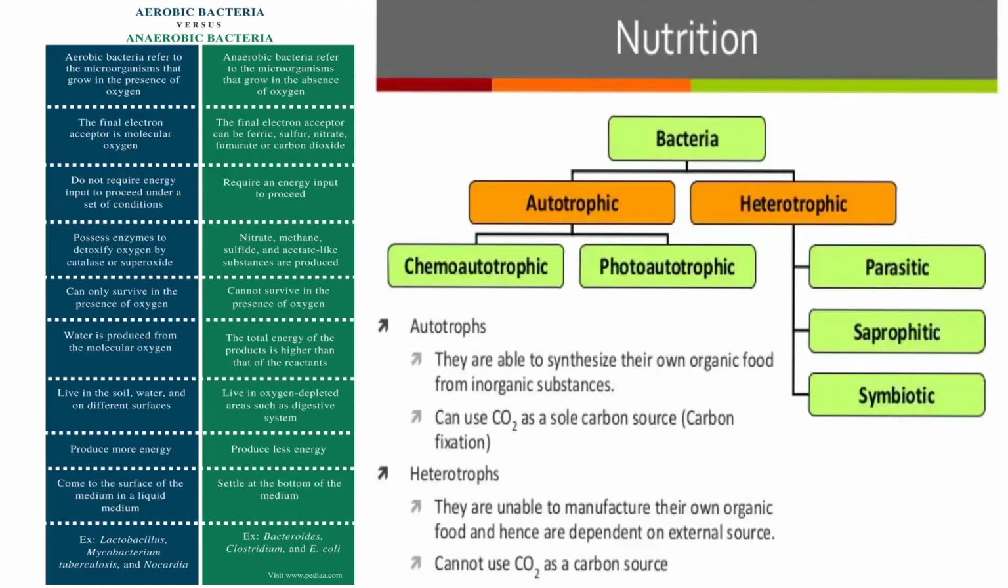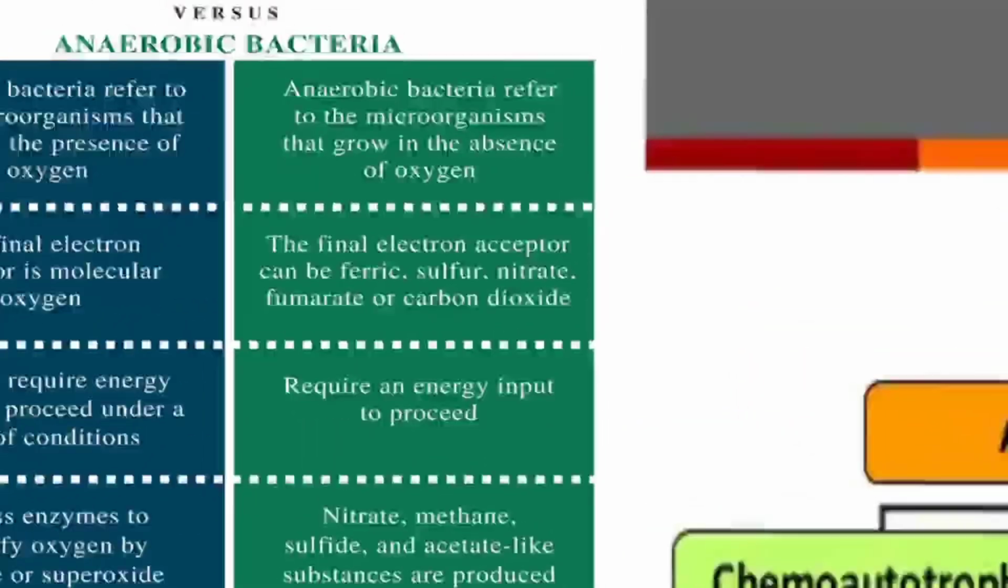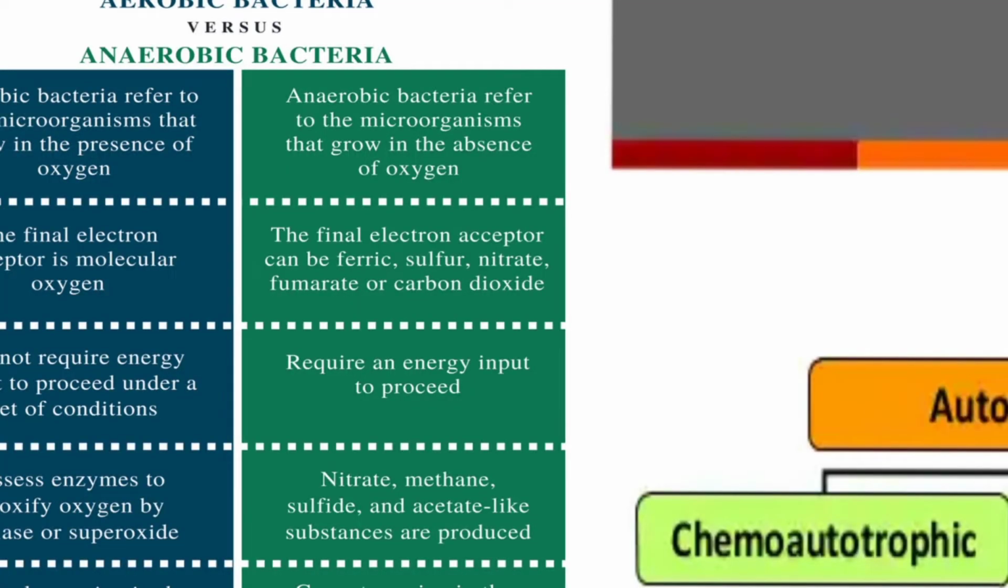And next we are going to learn about the life processes of bacteria. First you are going to learn about respiration. When you come to respiration, there are two types of bacteria: one is aerobic bacteria, and another one is anaerobic bacteria. So two types of respiration are possible in bacteria, aerobic and anaerobic.